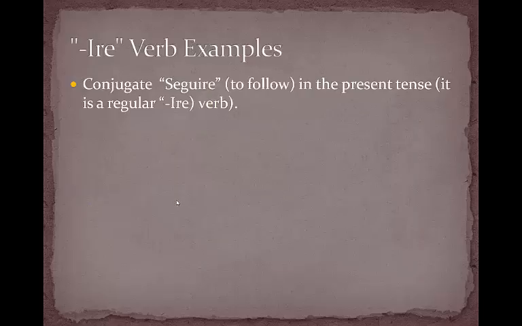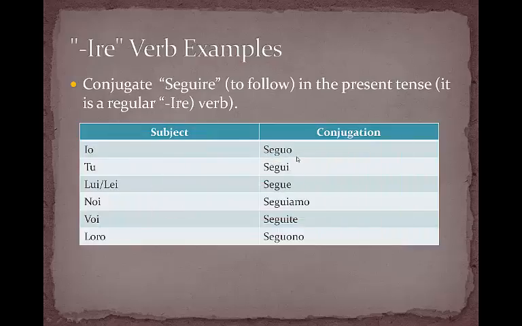So let's do a regular example. This one, seguire, is going to be a regular verb. So your stem is obviously going to be segu, everything besides the IRE. If you want to try to conjugate that in all 6 present tense forms, you can pause this video and do that. Here is the answer. So we have seguo, segui, segue, seguiamo, seguite, seguono.